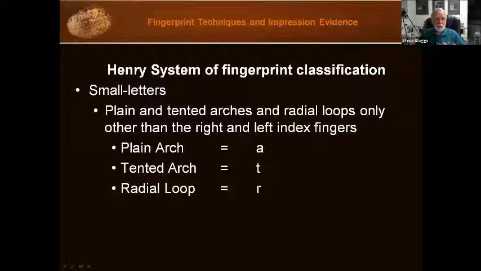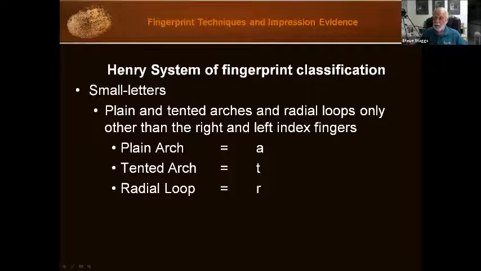After the primary is calculated and the secondary is brought up in the classification line, we're then going to look for any plain arches, tented arches, or radial loops in the fingers other than the right and left index. So we're ignoring the right and left index. We're looking at the other fingers, including the thumbs. And we are looking for plain arches, tented arches, or radial loops. We don't look for ulnar loops. These patterns are going to be indicated by small letters for these fingers.